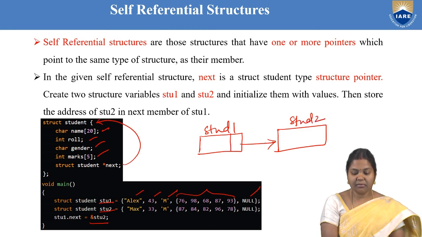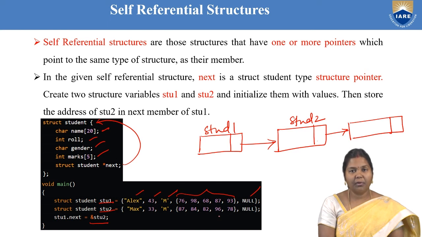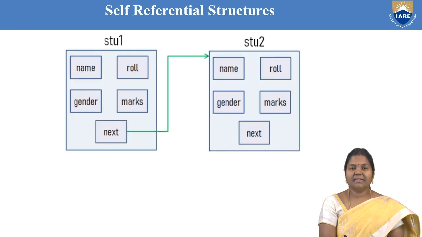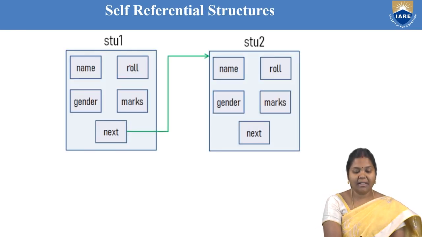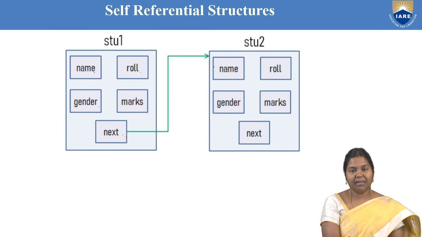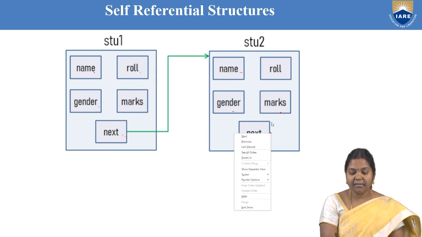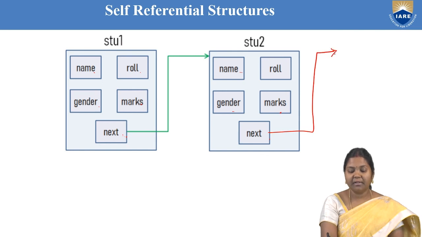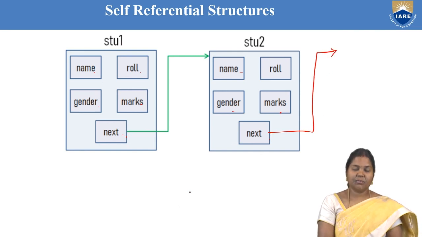So this is called the linked list structure. The second one can contain the address of the third record. If we put it into a loop, then the records will form a linked list. The first student record contains name, roll number, gender, marks, and a pointer which points to the second student record. Again, the second student record contains the same members and a pointer, which will contain null if it is not pointing anywhere. If it is pointing to a third record, it will contain a valid address. So this is called the self-referential structure concept.